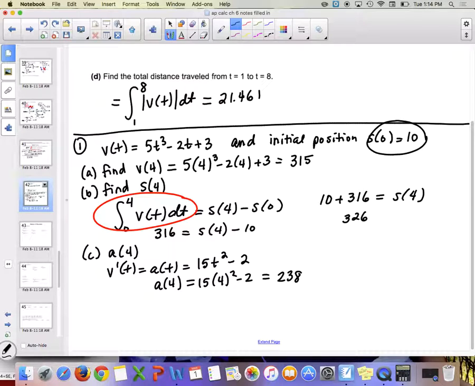Okay, do all of those make sense? You get that? So these are types of things that we did previously. We did it when we talked about the fundamental theorem. All right, now the other thing you might have is you might have like a velocity graph.